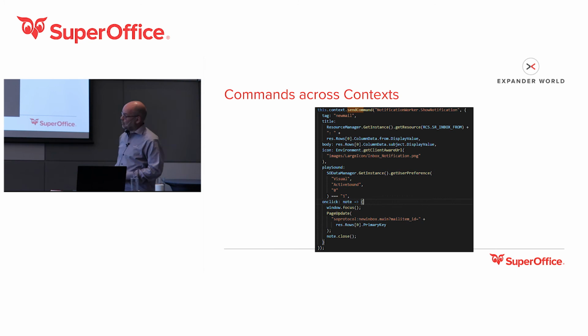And this is an example of commands across contexts. The notification worker, for instance, can show notifications. So what you do is you send a command with the notification worker dot show notification, and then the notification worker will act on that set of data it will get with the settings.